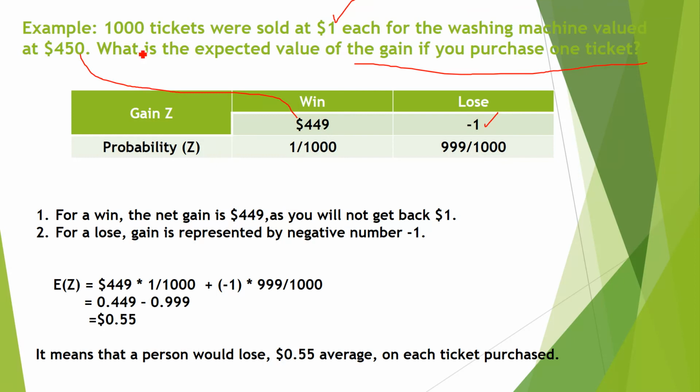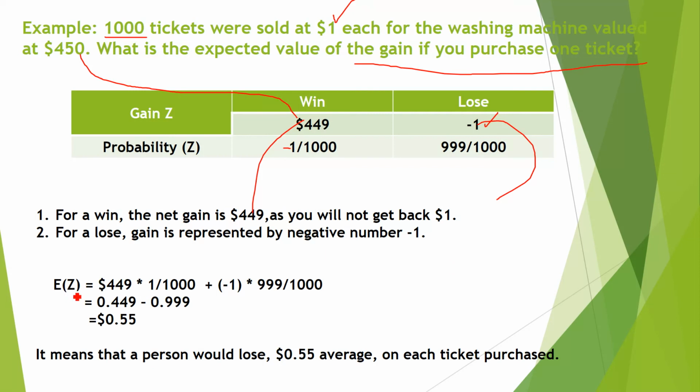And what is the probability? Because there are 1,000 tickets, your probability that you will win the washing machine is 1 by 1,000, because you have purchased one ticket out of 1,000. And what is the probability of lose? 999 divided by 1,000. Here I have written some explanation. For a win, the net gain is 449, as you will not get back your $1. For a lose, gain is represented by a negative number, which is -1. If you lose, it means you will lose your $1.